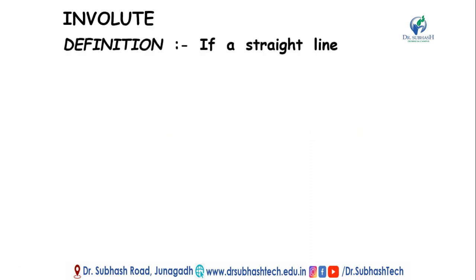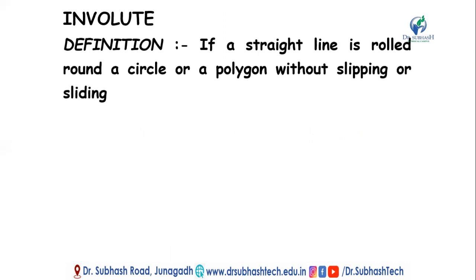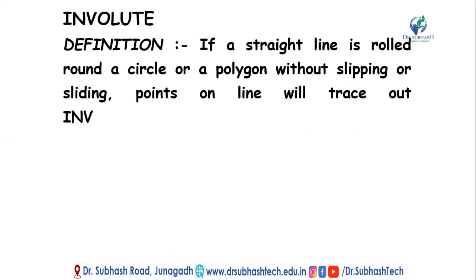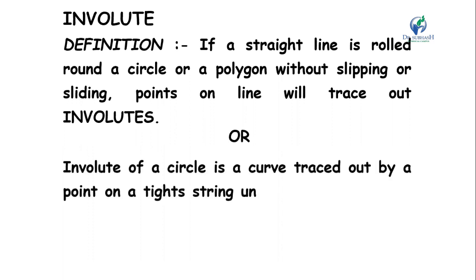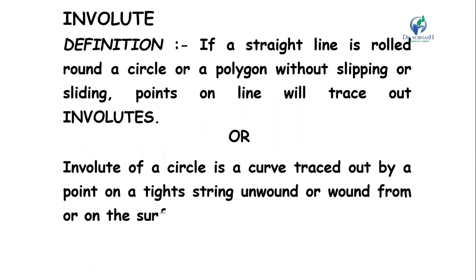Definition of involute: if a straight line is rolled around a circle or a polygon without slipping or sliding, points on the line will trace out involutes. Or in other words, we can say the involute of a circle is a curve traced out by a point on a tight string unwound or wound from or on the surface of the circle.